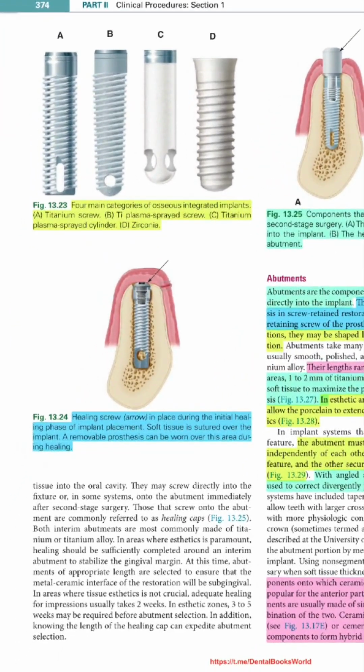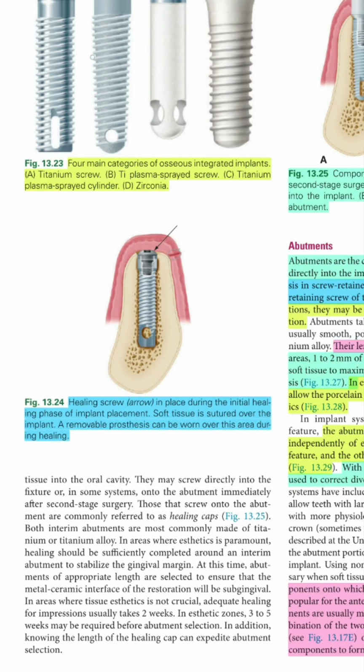After we do the surgery, we must close the space of the implant by using what is called a healing screw, that is placed in the initial healing phase of implant placement, and the soft tissue is sutured over the implant and over this healing screw. Then it is removed when we reopen or uncover the implant in the second stage. Also, a removable prosthesis can be worn over this area during the healing stage.